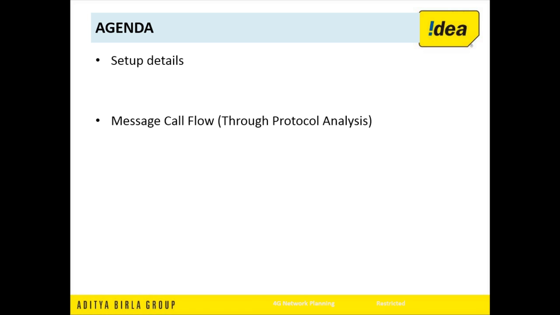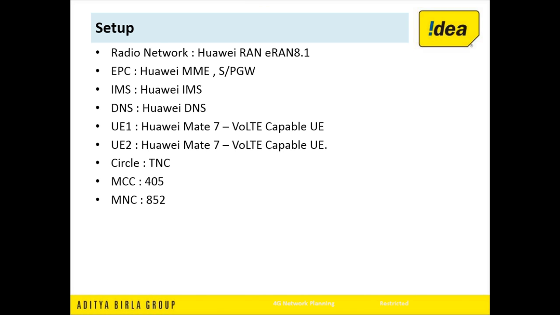Okay, so let's look in closer detail at what is there in IMS registration. In one of our circles where we are carrying out LTE trials, we have a Huawei RAN network. It is on software load eRAN 8.1, which is the latest so far. Then we have Huawei MME and SGW/PGW gateway, which is for the EPC. We have Huawei IMS. We are using the localized DNS there, which is again from Huawei. It is functioning in one of the blades. Then we have two UEs. They are Huawei Mate 7 with specialized software on them, and they are VoLTE capable UEs.